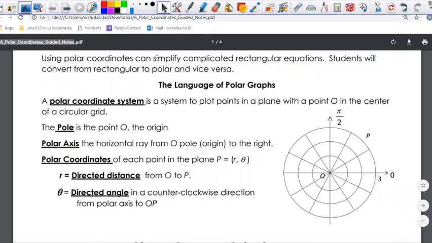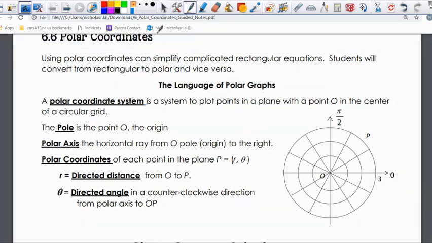With polar coordinates, we are not looking at coordinates as just an x coordinate and y coordinate, but as a point that is described by its angle from the origin and its distance from the origin. Our objective here is to use polar coordinates to simplify complicated rectangular equations. So you need to convert from rectangular to polar and polar to rectangular, both for coordinates and for equations. All right, so let's get started.